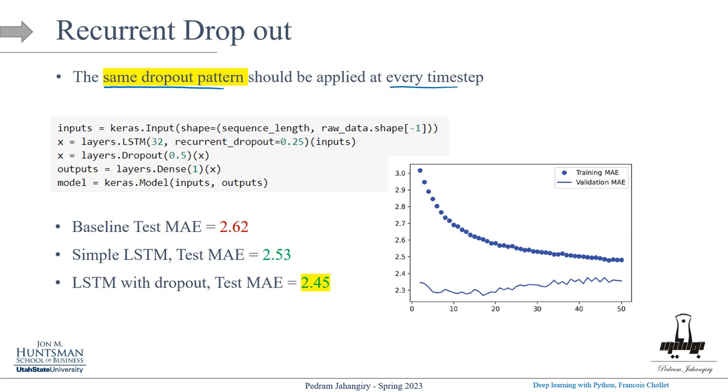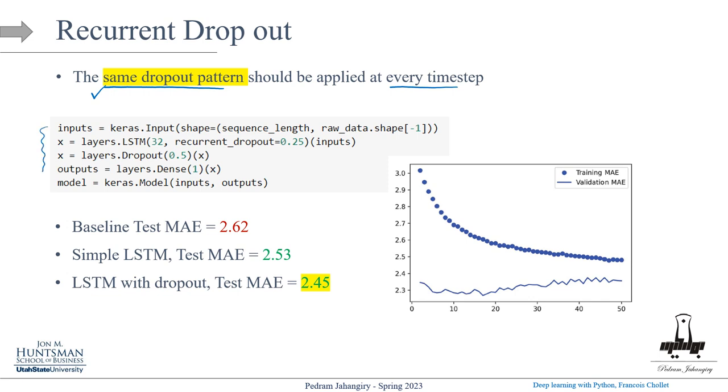Because if you don't do that, it doesn't make sense, right? Imagine we want to make sure that at each time step, we are keeping track of the same dropout pattern, so that it does not randomly switch on and off with different patterns during different time steps. So this is important and it should be applied to time series or sequence data in general. Having that in mind, let's see how we can apply it in TensorFlow, right?